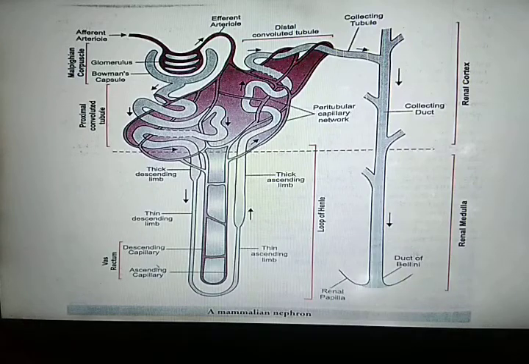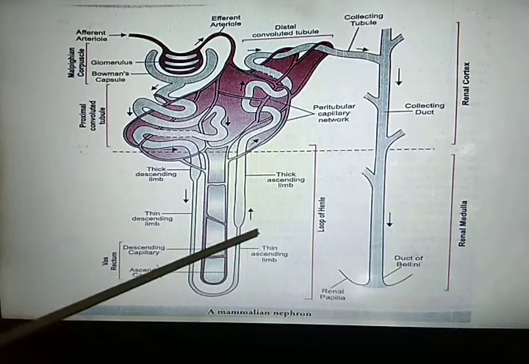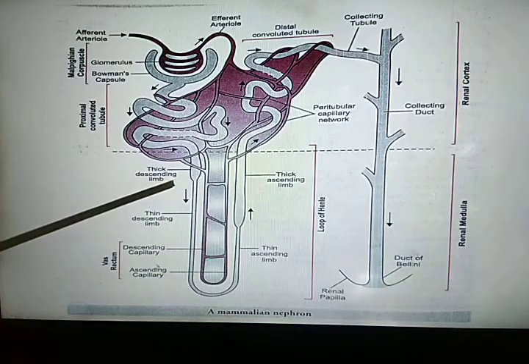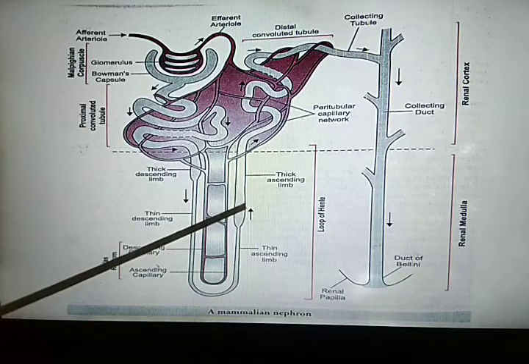Namaste students. Before starting today's topic, let's revise the structure of the nephron once again. The structure of the nephron consists of the Malpighian corpuscle, which consists of the glomerulus and Bowman capsule, the proximal convoluted tubule, and the loop of Henle. The loop of Henle further consists of two limbs, the descending limb and the ascending limb.